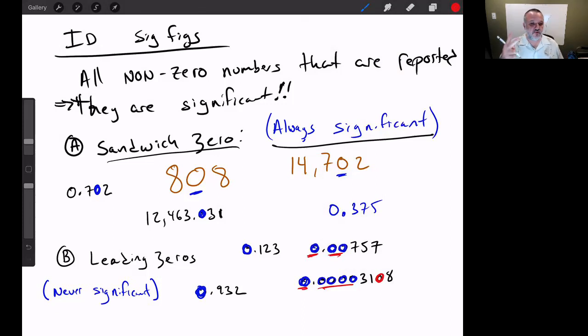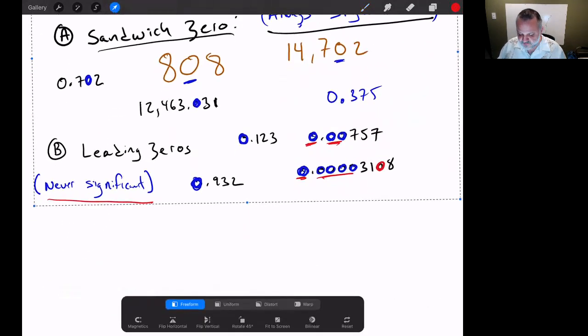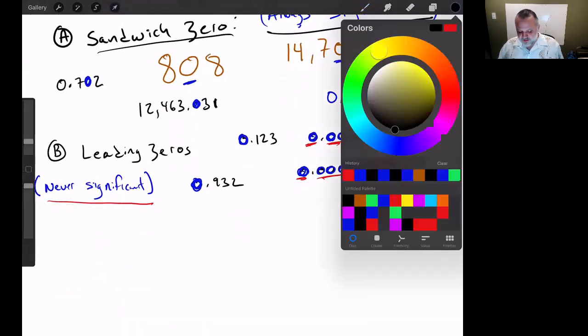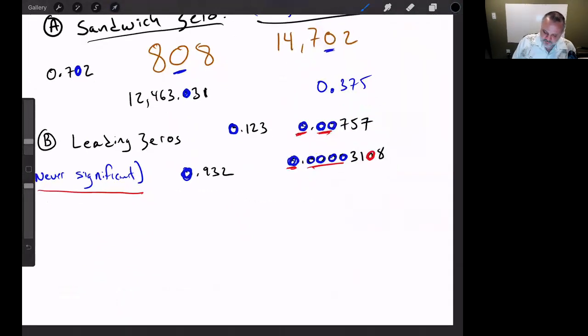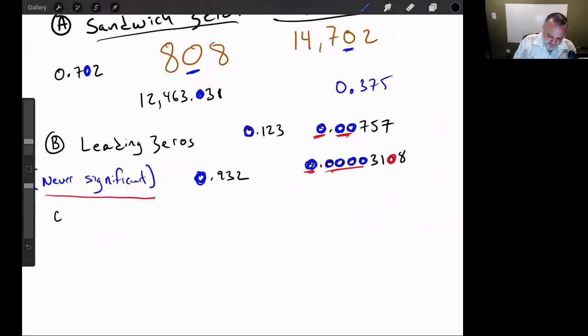All right, so those are 2 of the 3 situations. Those are the easy situations. So the sandwich zero is always significant. The leading zero is never significant. Well, if you've got sandwich zeros and leading zeros, where are the other places that you might find a zero? Another place that you might find a zero is a trailing zero. Here's where all the trouble starts.